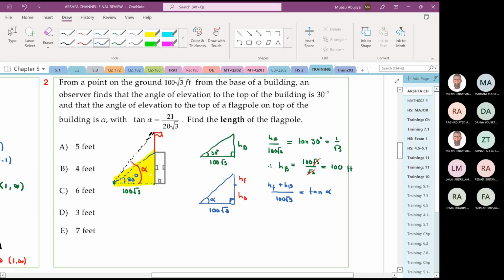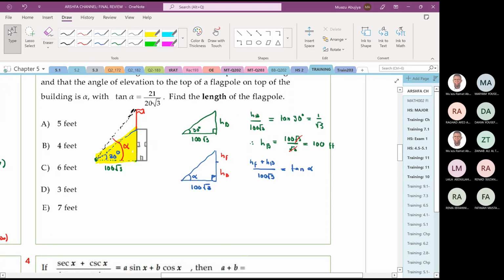Now we have good news. The good news is that the question gives us the tangent of alpha. So here I'm going to substitute the tangent of alpha. We have HF plus HB to be equal to, let me write it separately, 100 root of 3 multiplied by the tangent of alpha, which is 21 divided by 20 root of 3.